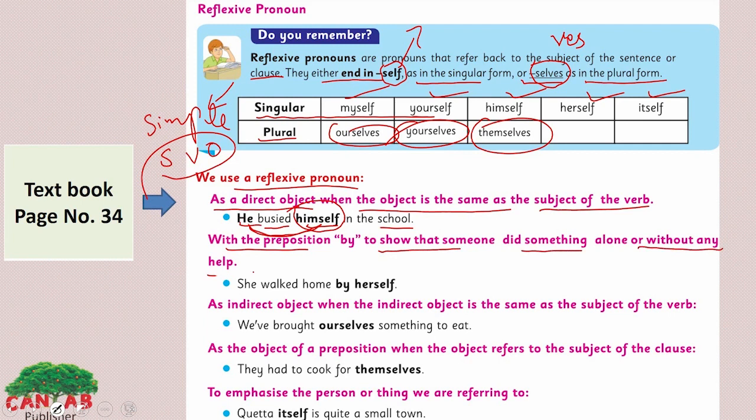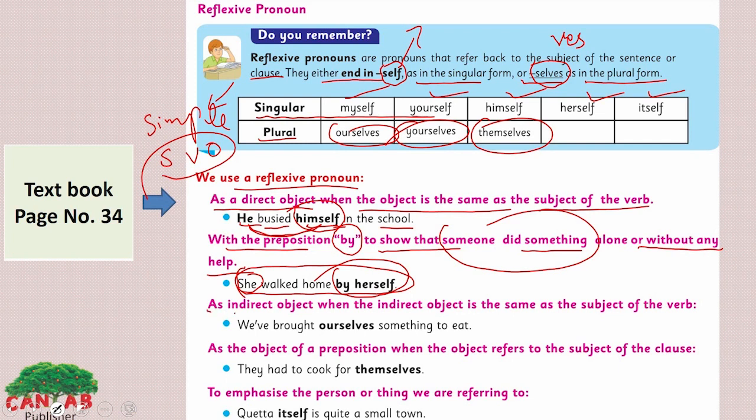or without any help. Preposition by लगा के हम क्या indicate करते हैं, show करते हैं कि किसी ने जो है काम खुद किया है, किसी की हेल्प के बगैर. By himself, by herself, by themselves, by ourselves, by itself. इस तरह. She walked home by herself. Now look at this example. She walked home by herself without help of anybody. खुद ही वो गई है घर बगैर किसी की मदद के.